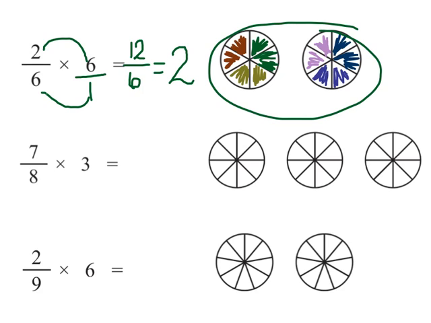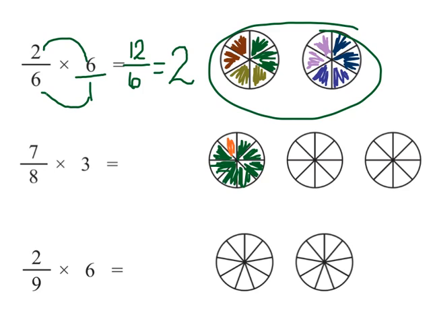All right, let's try the next one. Here I'm saying 7/8 times 3. So I want 3 7/8. So let's see what that looks like. I need 7/8. Let's see if we can get my pen to work. We're going to have 1, 2, 3, 4, 5, 6, 7. There's 7/8.